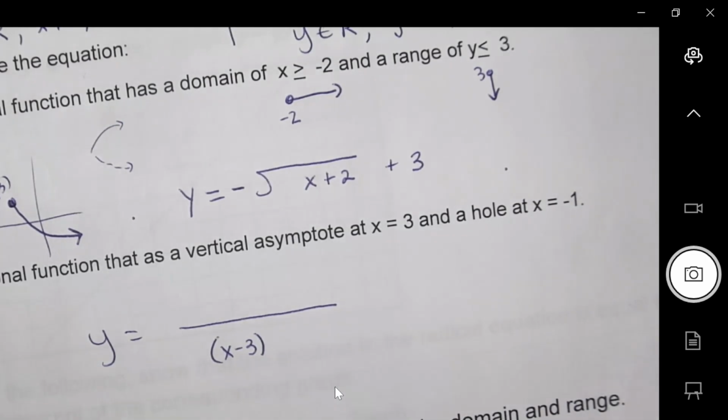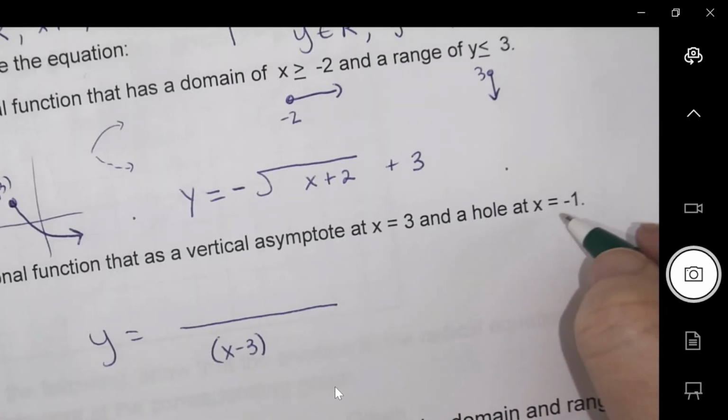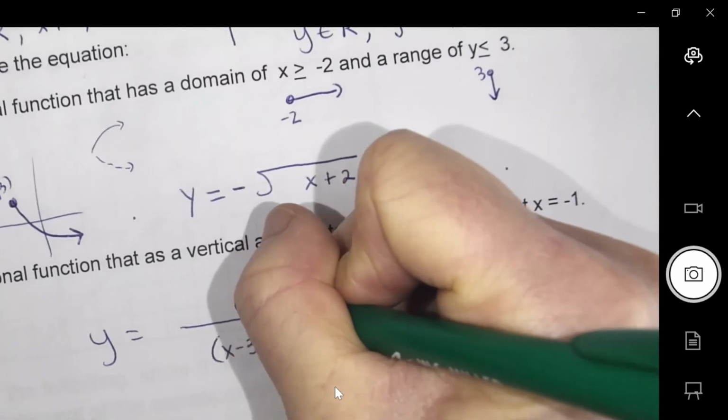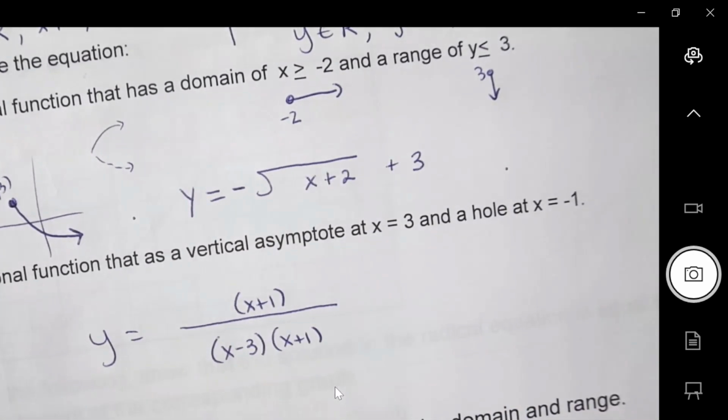To have a hole at -1, you need an x plus 1, but you also better put it on the top to make it cancel. Okay, and that's it. You're done that question.